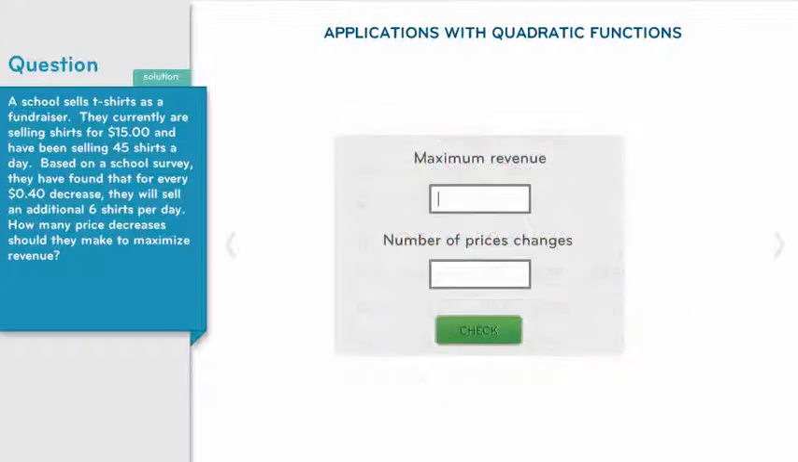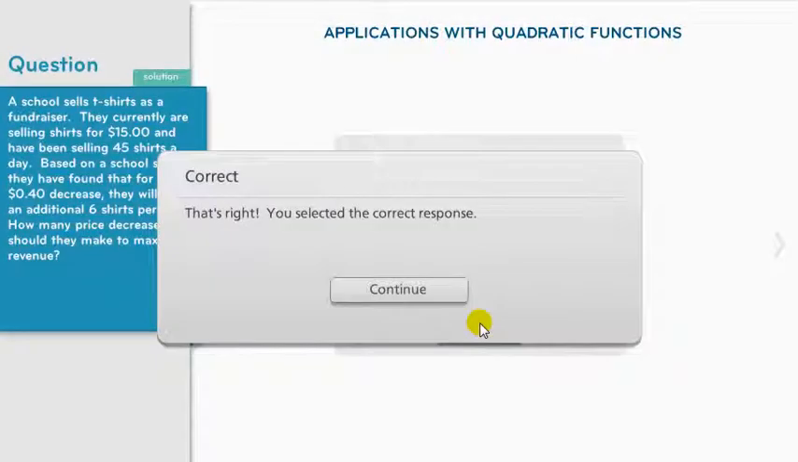Finally, let's check our solution. We have a maximum revenue of $1,215 and 15 price changes of 40 cents each. And we are correct.